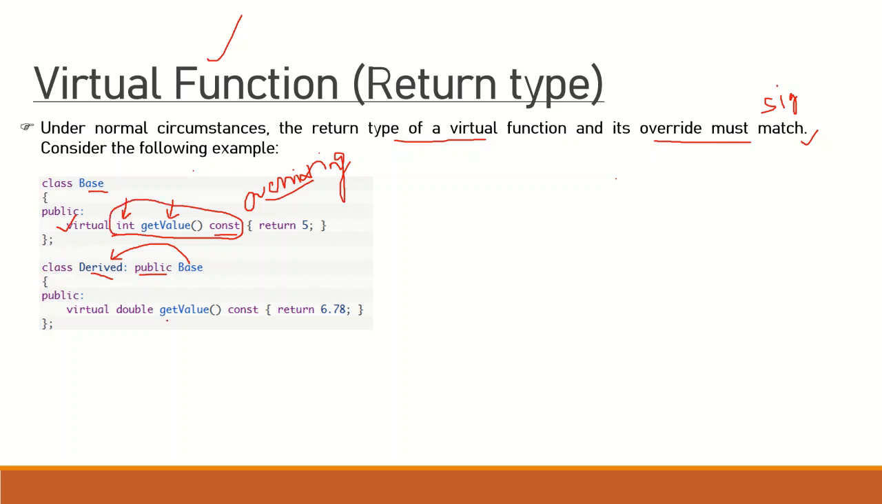Now look at the derived class. The derived class uses the same name for the function, fine. The function is also declared as constant, fine. The list of arguments is none in the base, and the list of arguments in the derived is also nothing. But the return type in the base is int and the return type in the derived is double. So it is not function overriding. Here we are going to consider getValue of Base as different from getValue of Derived. So you should keep in mind that the return type also needs to be the same.